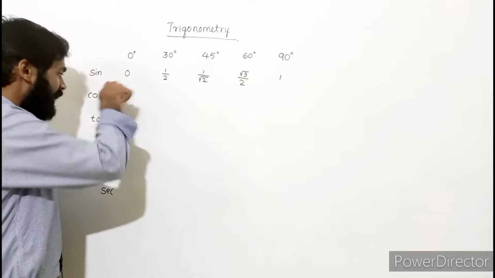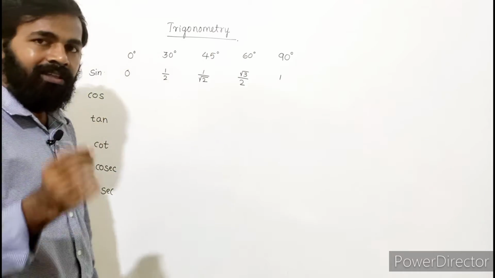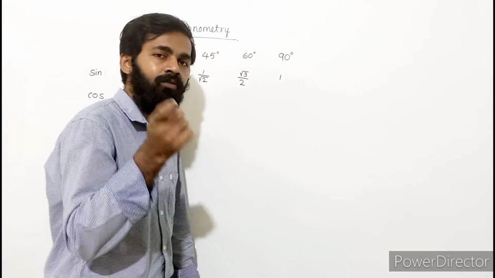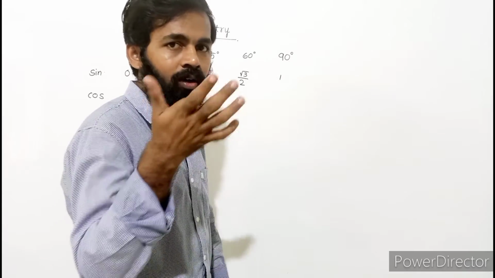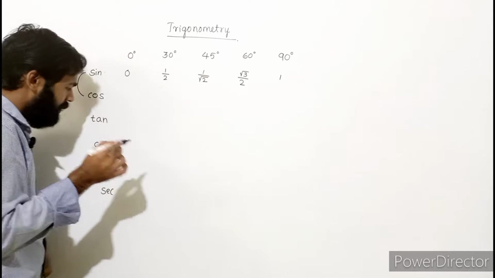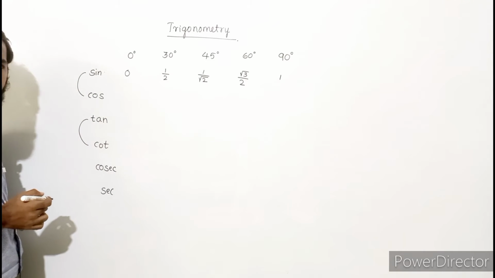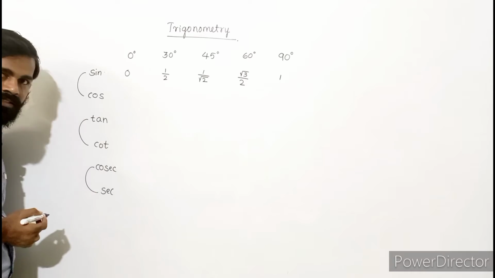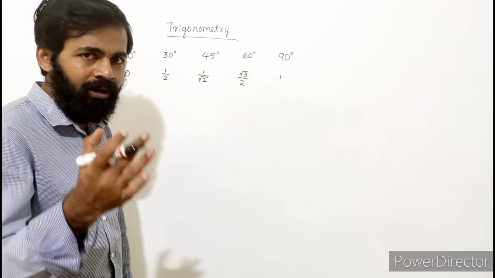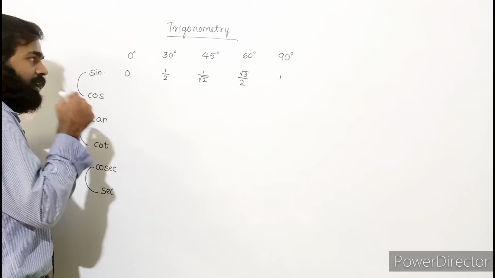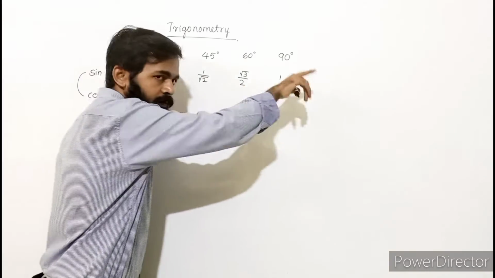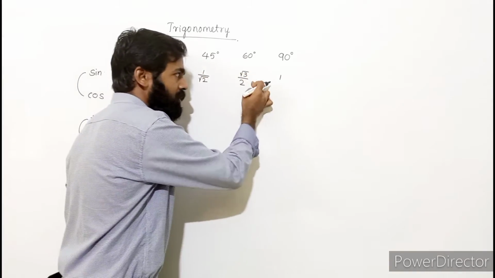Now to write the values of cos, we know the complementary ratios. Sine of 90 minus theta is cos theta, tan of 90 minus theta is cot theta, cosec of 90 minus theta is sec theta. So we can call these complementary ratios. For sine, this is your order: 0, 1 by 2, 1 by root 2, root 3 by 2, 1.